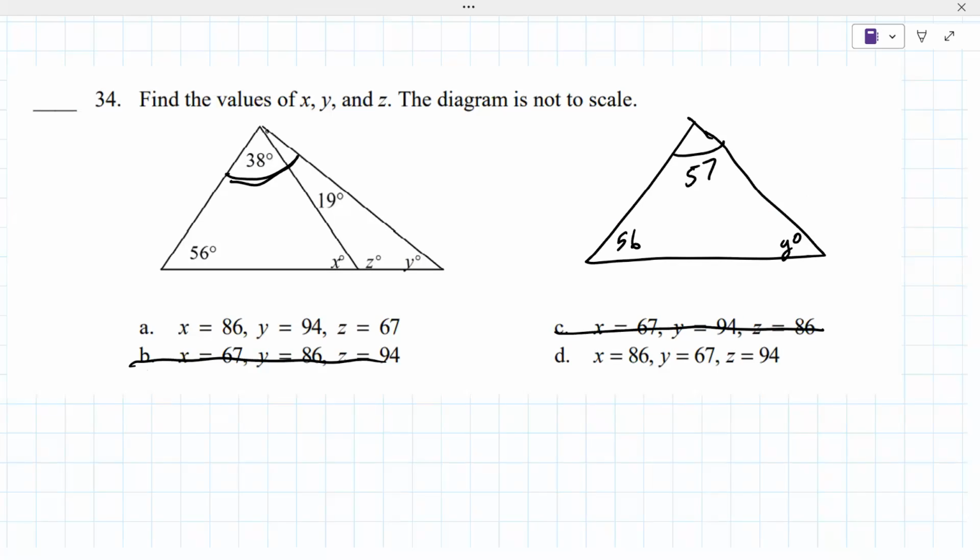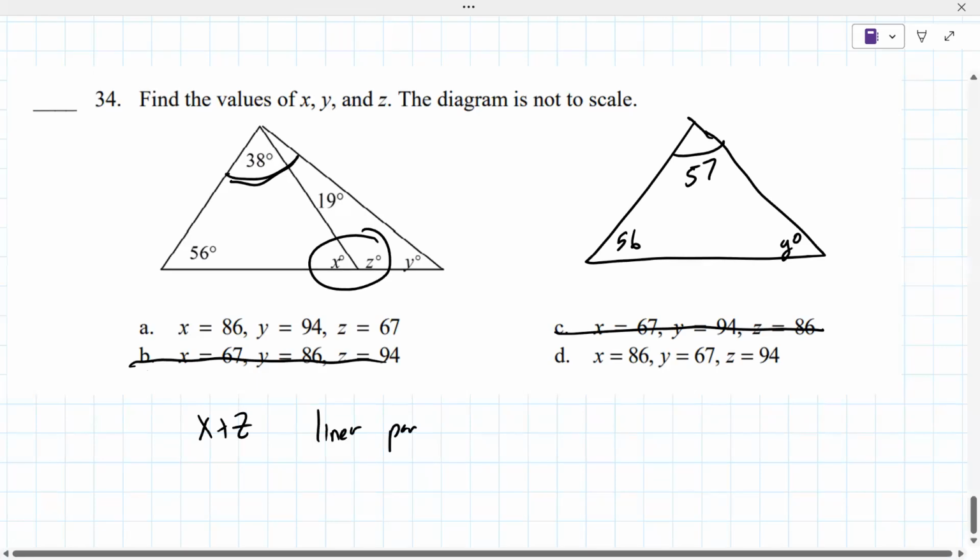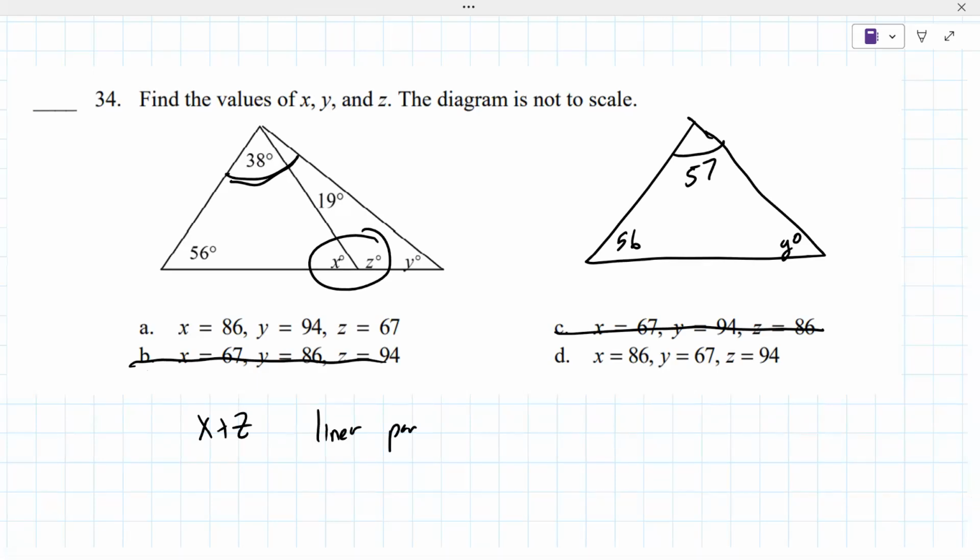The other way to go is recognize that x plus z are a linear pair. They're on a straight line, so then you would just subtract 86 from 180 to get z. Yeah, that would work. Okay.